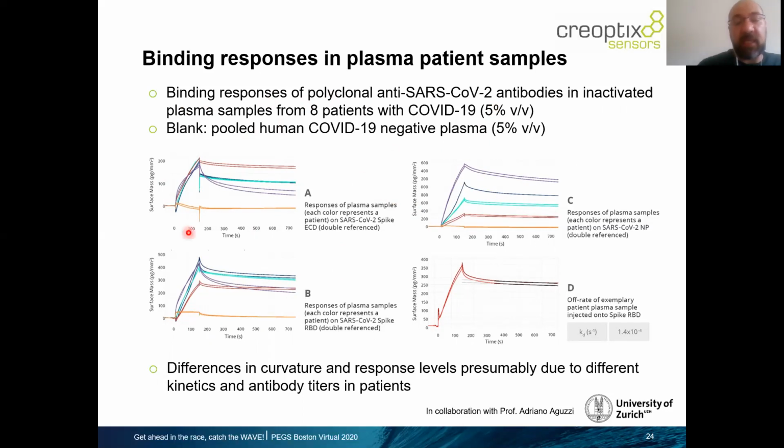And we can see clearly that there are differences in, let's say, the shape and curvature and the response level of each patient, which could presumably be due to different kinetics and antibody titers in each patient. So this is an ongoing study, and it's a very interesting study on COVID-19.